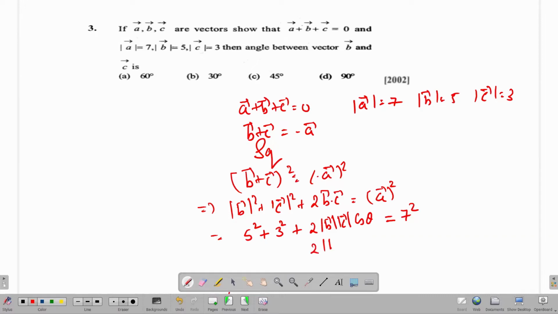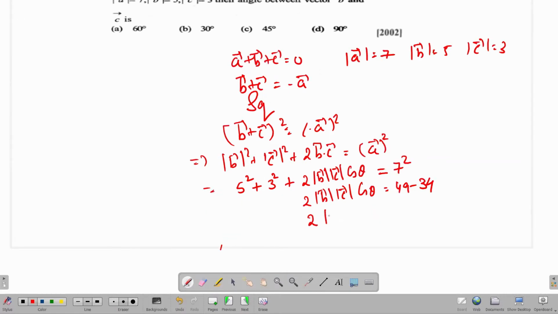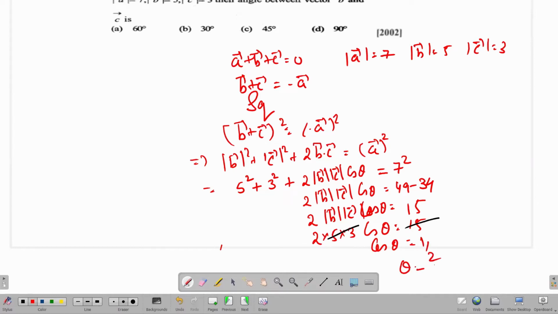So what I get: 2 mod B mod C cos theta is 49, and here I have 25 plus 9, that is 34, and if I take these two terms to this side, this comes out to be minus 34. On further solving, what I get, 2 mod B mod C cos theta is equal to 15. This is 5. And I just replace the value here. So 15 gets cancelled out, and what we get, cos theta is equal to 1 by 2. So theta is 60 degree, which is the correct option. So my option A is the right answer. So this was a simple application of dot product.